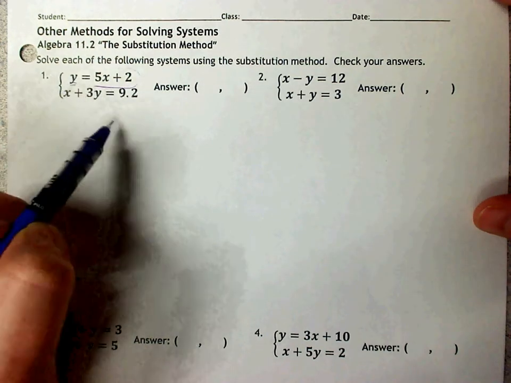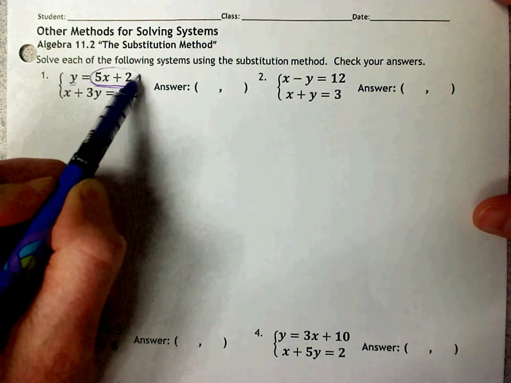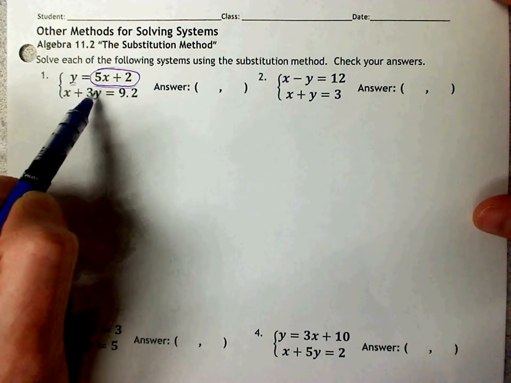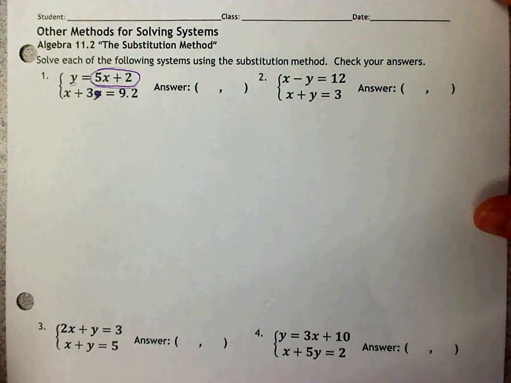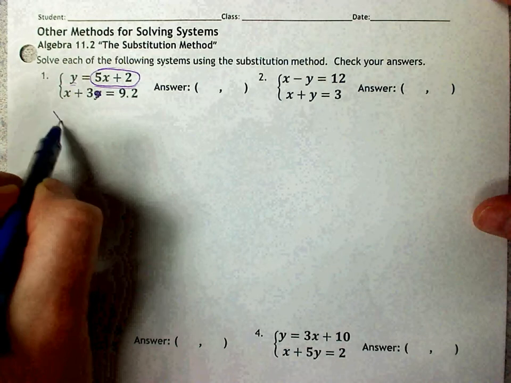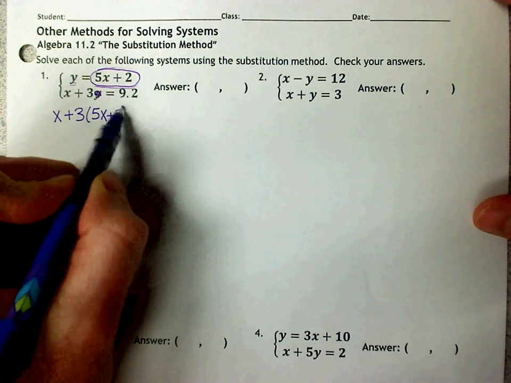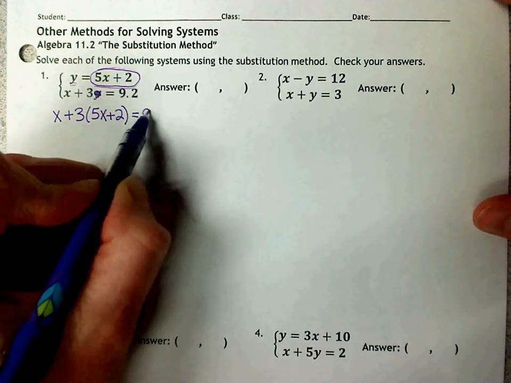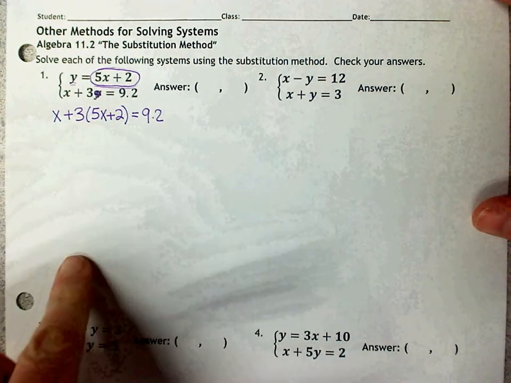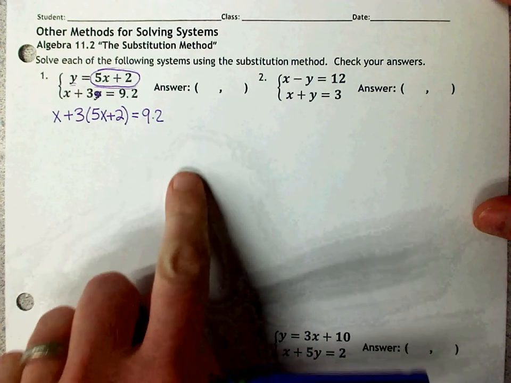You have a variable already by itself in one of the equations, so you're going to take this and substitute it in for y. Alright, so it would be x plus 3 times 5x plus 2 equals 9.2. Alright, and then make sure that you solve for x, and then substitute and give me y.